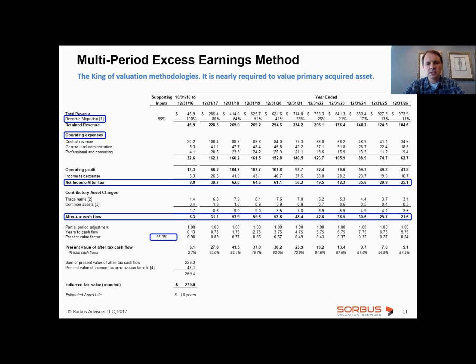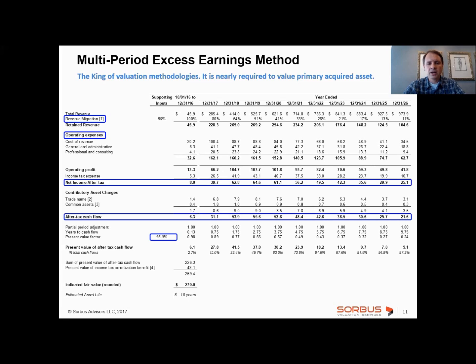So here you see the multi-period excess earnings method. This is sort of the king of valuation methods. You can think about it as DCF on steroids. Essentially what we do here, we start with that financial forecast that we had for the whole company.